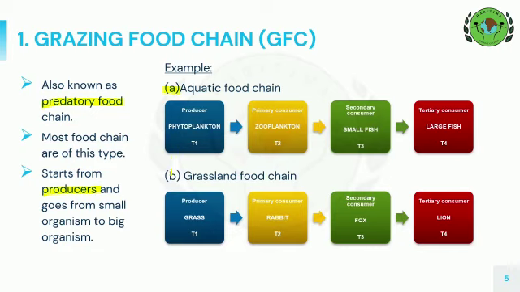And same in the grassland ecosystem. Grass is eaten by the rabbit, and then rabbit is eaten by the fox, and fox is eaten by the lion. That is, the food chain starts from the smaller organism and goes to the bigger organism.